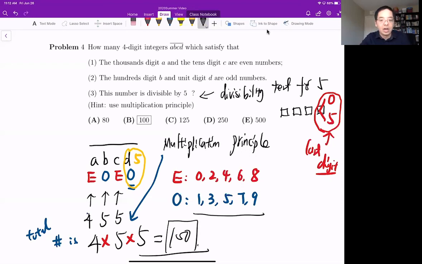It's 100. This is a typical application of the multiplication principle. If you have different steps to finish a task, and together they form the whole mission, and you have different possibilities for each step, then the total number of ways to finish the whole thing is obtained by multiplication, not addition.